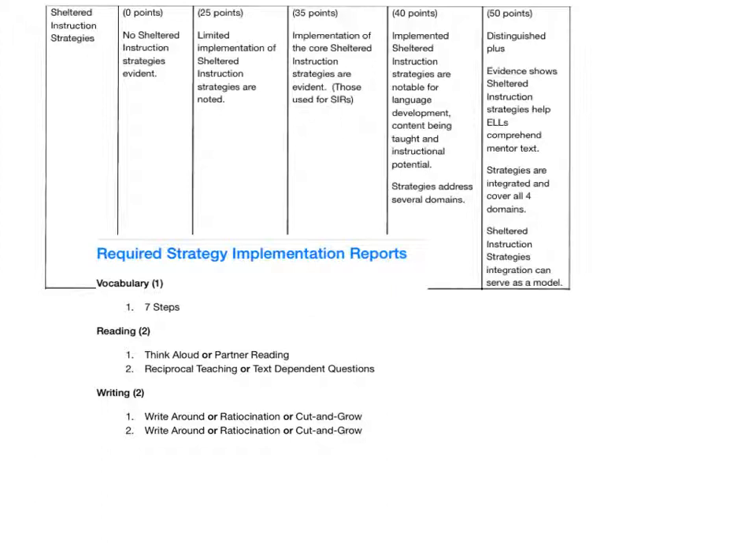This just talks specifically about the strategies you can use. So when I looked on our website, these are the specific strategies that you learned how to do in class. So, for vocabulary, you will show me the 7 steps. For reading, I would pick one of these. And for writing, I would pick one of these. As long as you implement them, you will be right here.